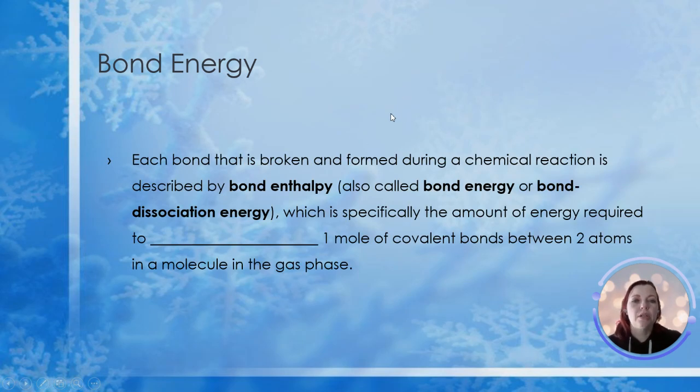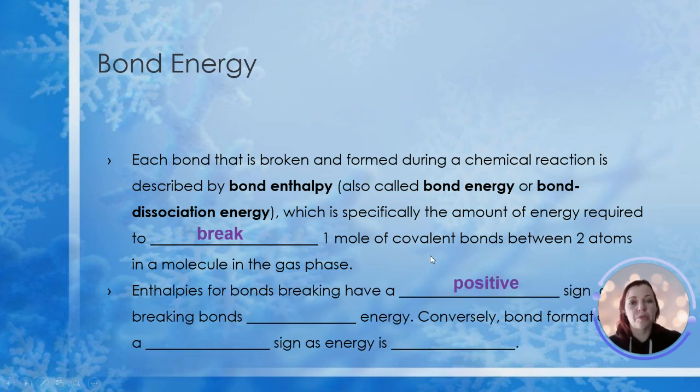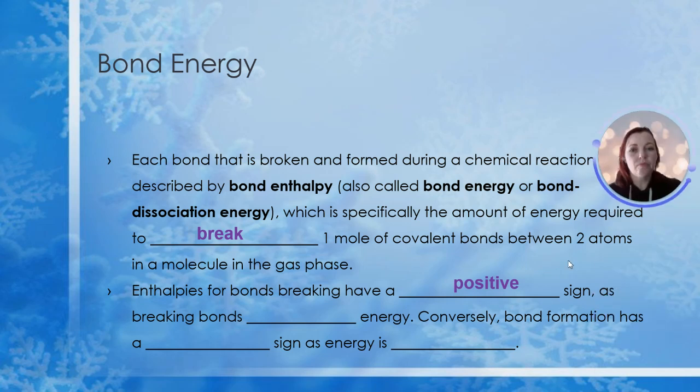So each bond that is broken and formed during a chemical reaction is described by bond enthalpy, also called bond energy or bond dissociation energy, which is specifically the amount of energy that is required to break 1 mole of covalent bonds between two atoms in a molecule in the gas phase. So that's how they measure it. Not necessarily super important for you to understand how that happens, but just want you to know where it comes from. Enthalpies for bonds breaking have a positive sign, as breaking bonds requires energy. Conversely, bond formation has a negative sign since energy is released.